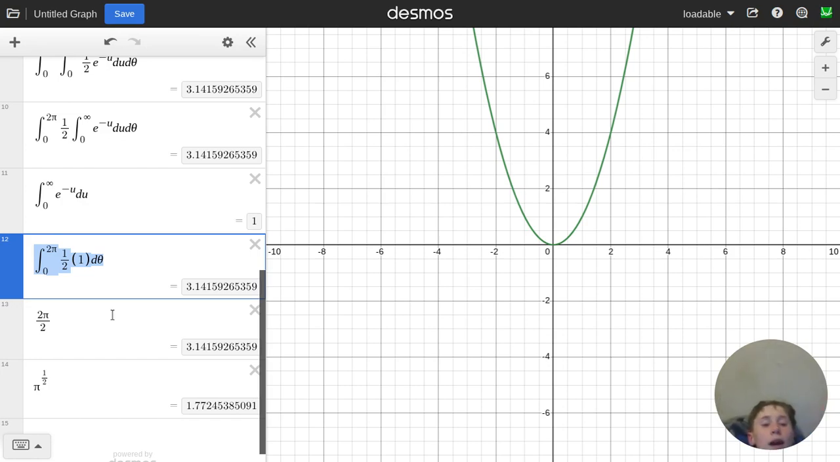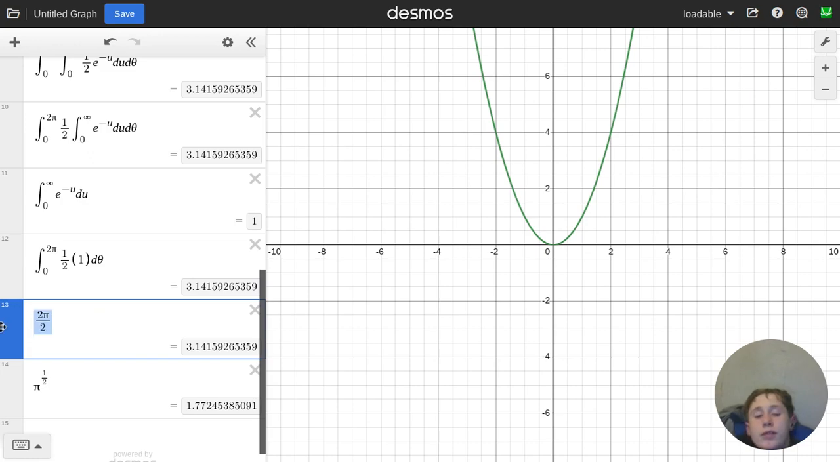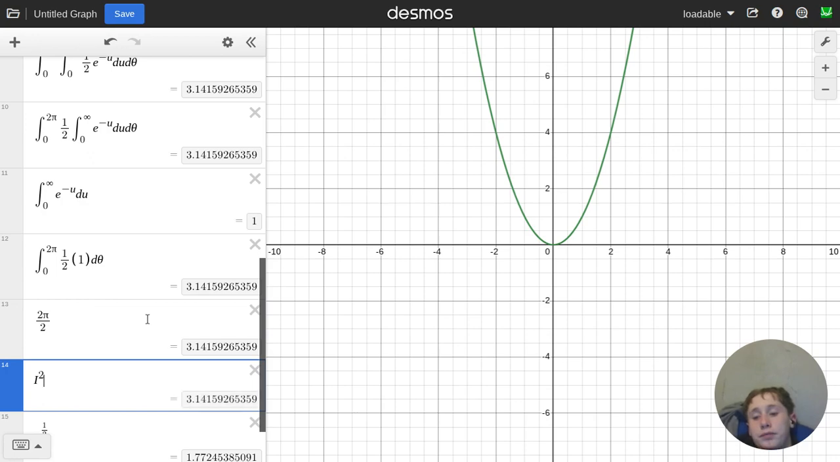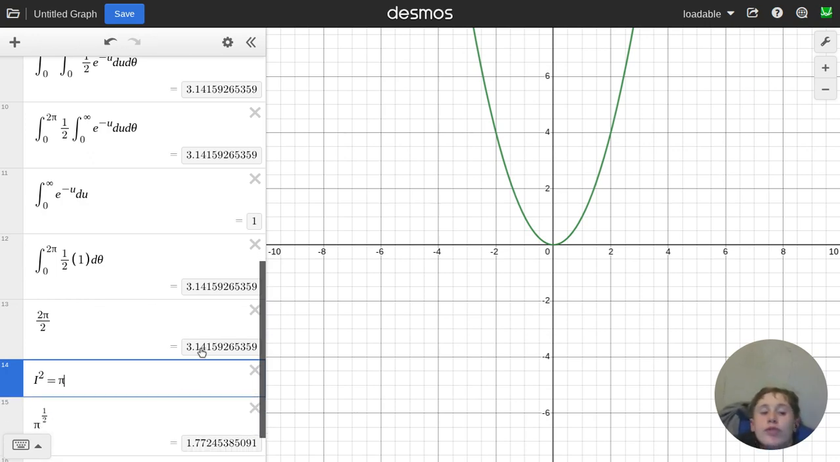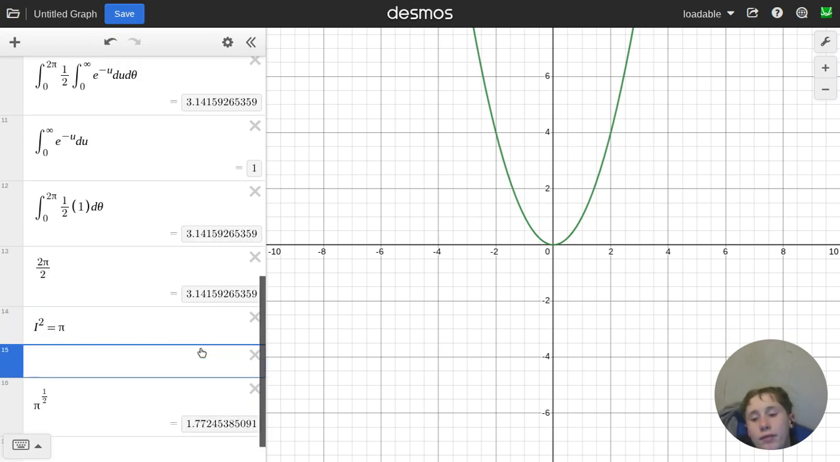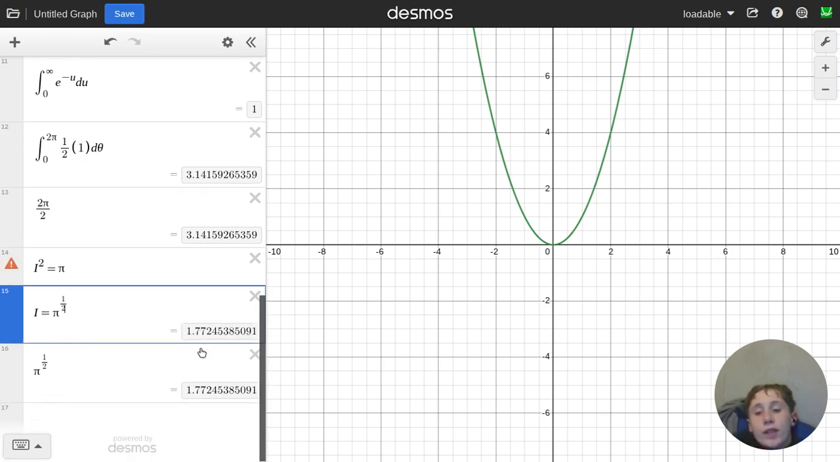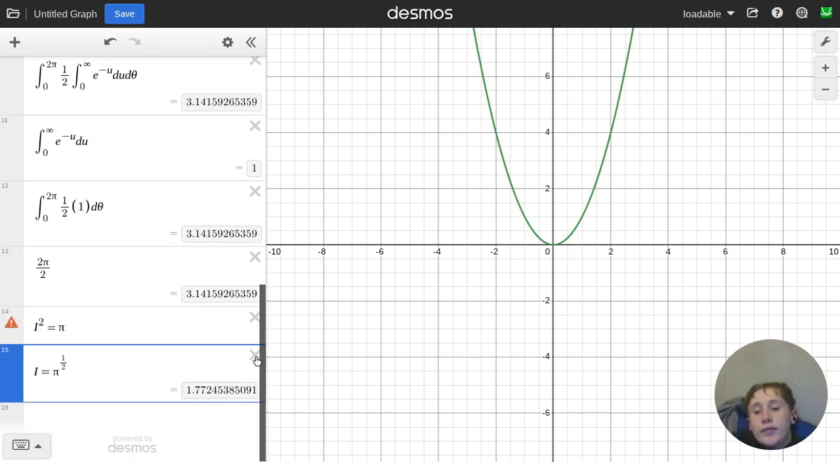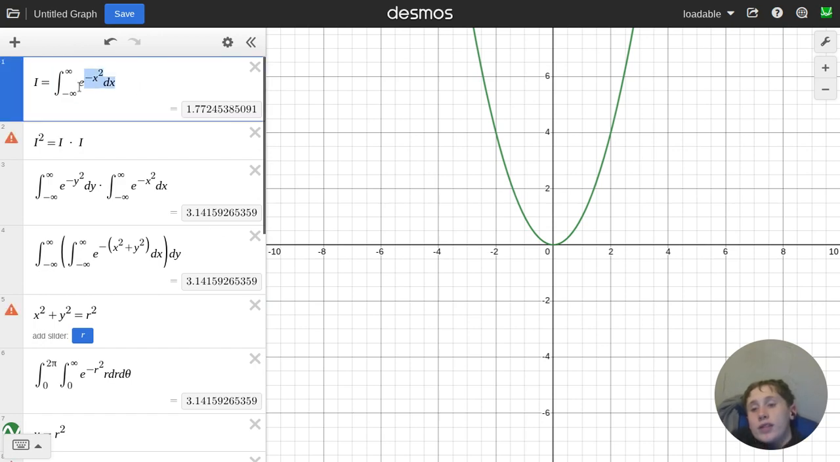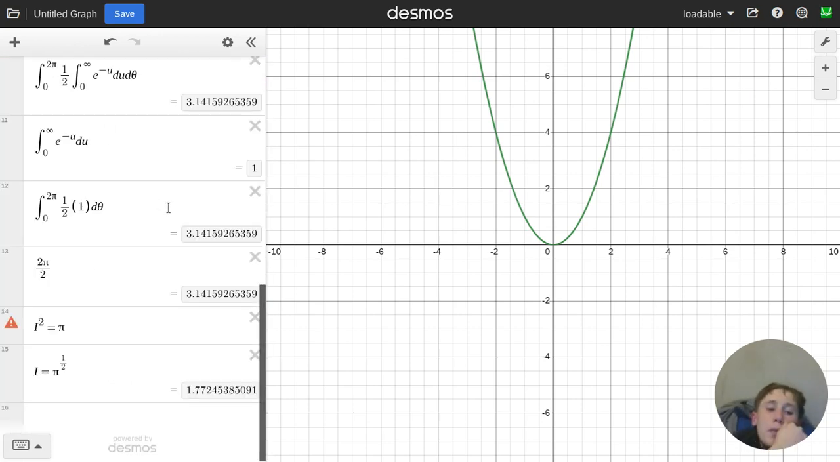Okay, we're back. This is the same as this, 2 pi over 2, and of course, since this is all I squared equals 2 pi over 2, so it's pi, then we know that I equals the square root of pi, which is this. Of course, up here we have I equals this. They are identical. So I hope that could help you understand Gaussian integrals.